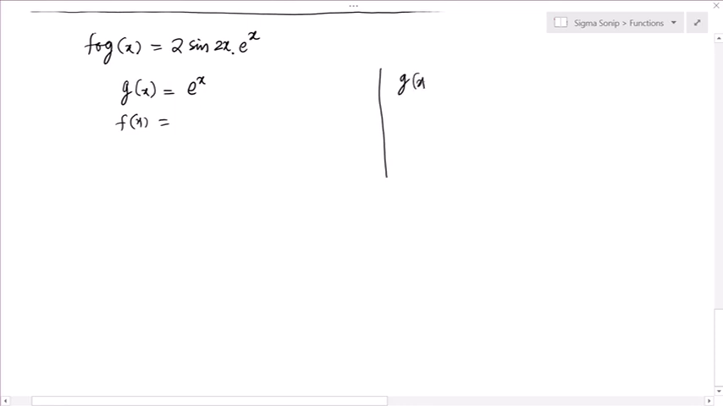And the other solution, I would give you g(x) is equal to sine x, and g(x) is equal to sine 2x, and I wanted to find f(x). I hope you would be able to find it.